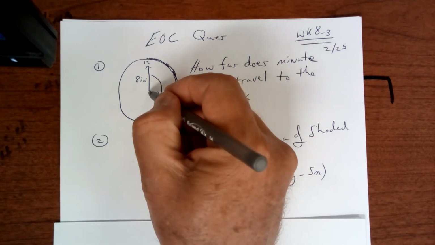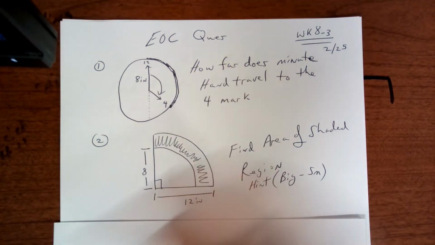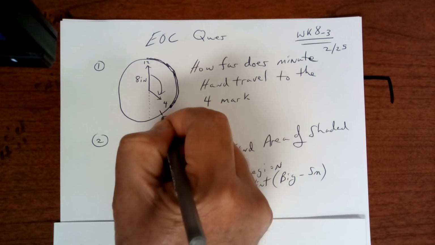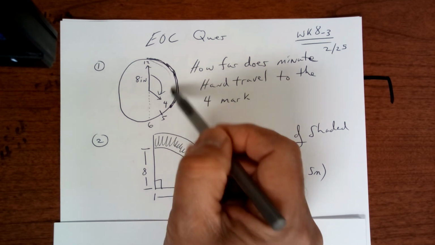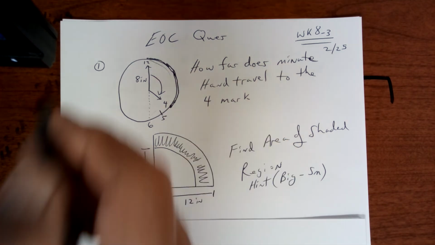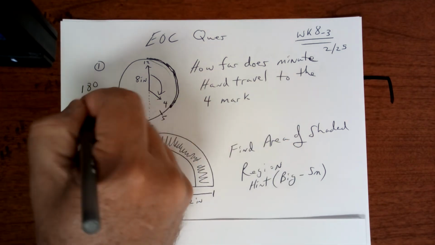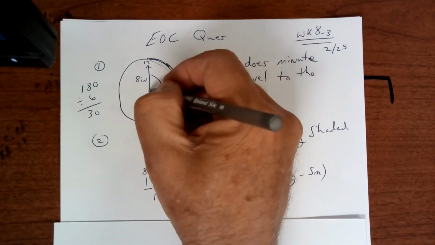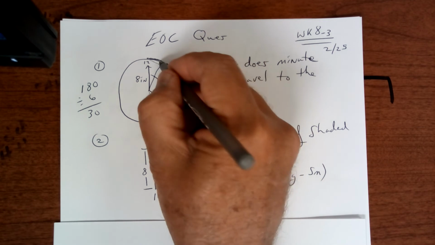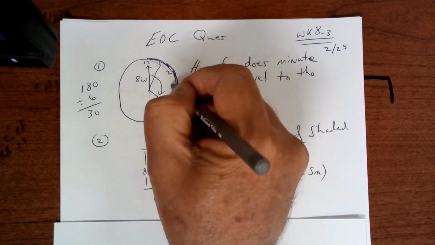From here to here is 180. And then you have 5, and then you have 6. So this 180 is divided into 6 pieces. So 180 divided by 6 equals 30. So each click is 30 degrees. 1, 2, 3, 4, 5, 6.